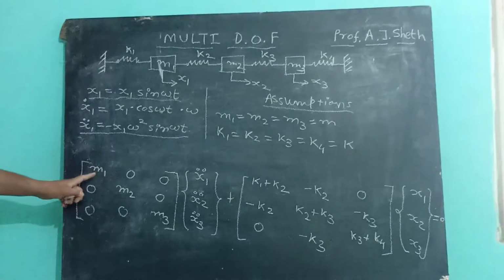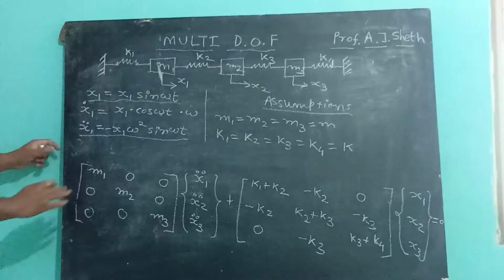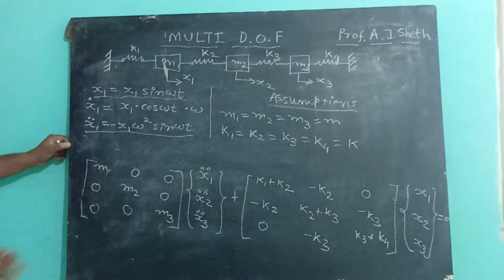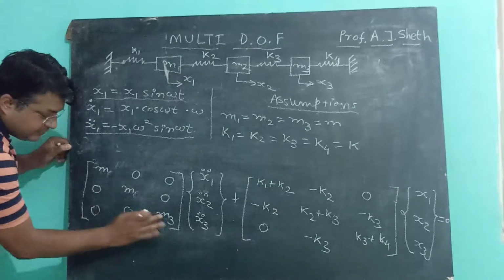So when we put m1 is equal to m, the matrix will change like this: m, m, m.